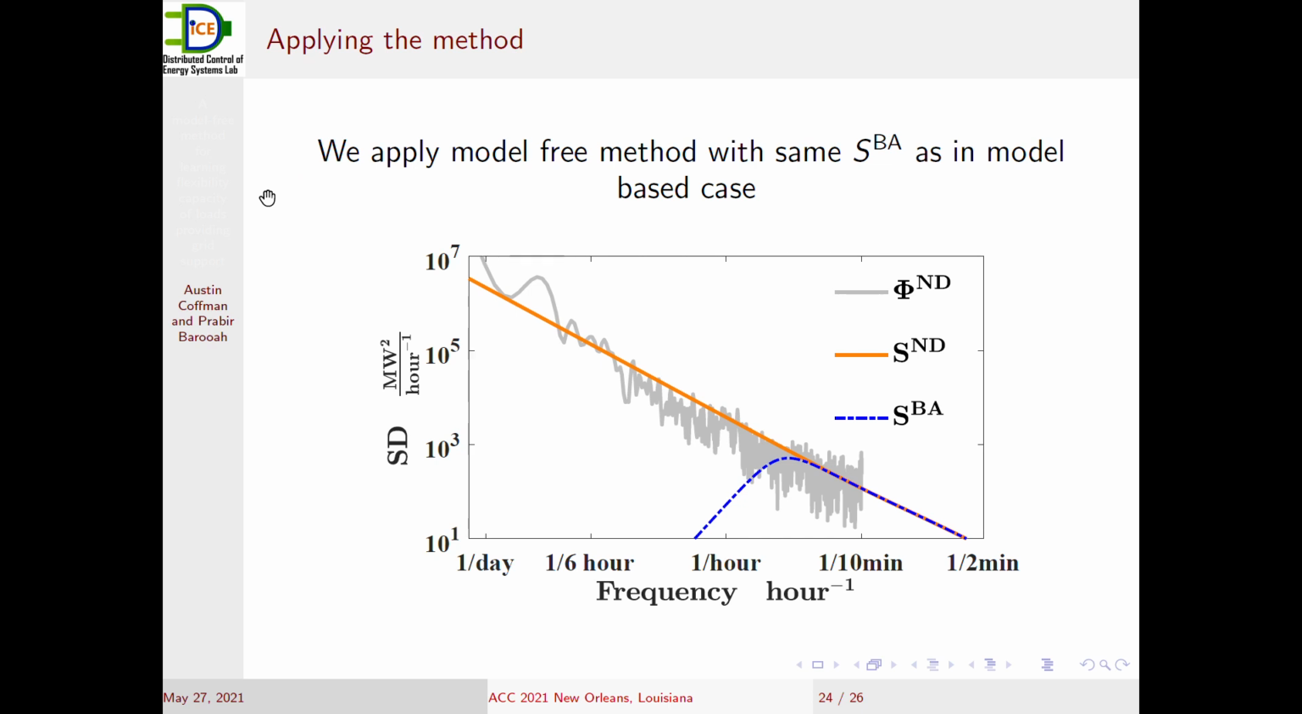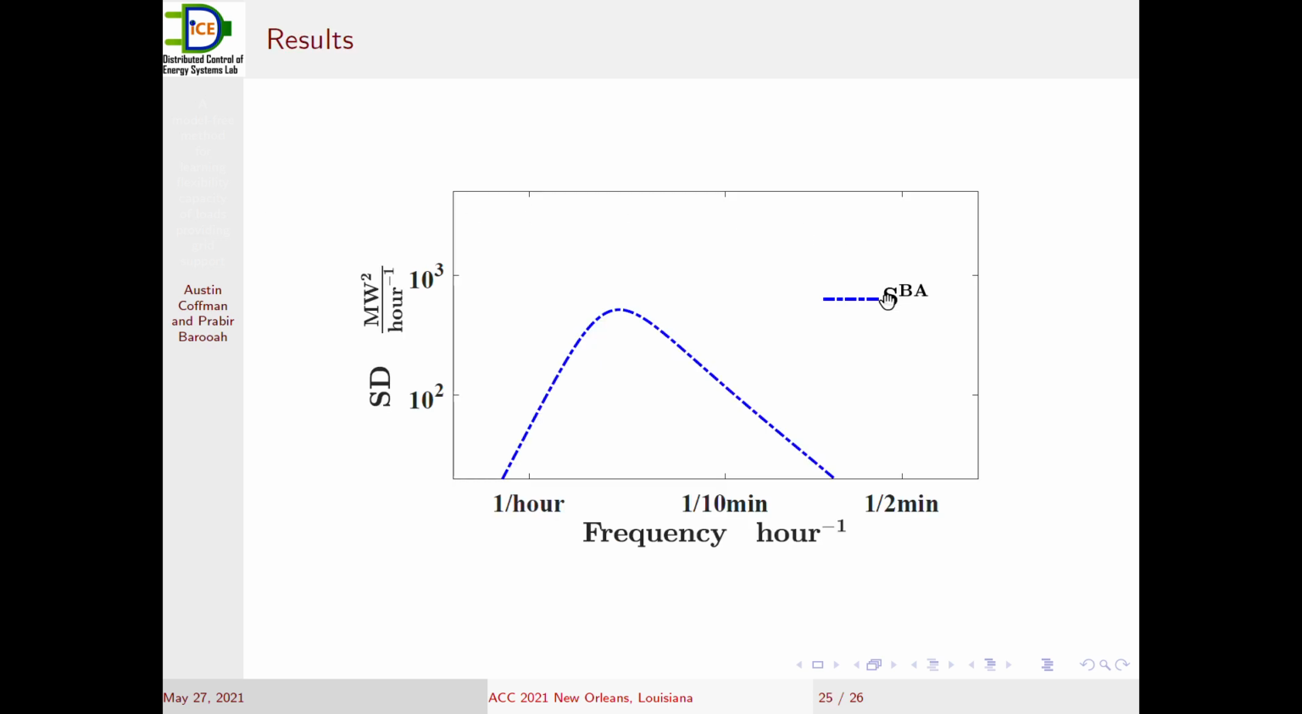So the idea is we want to apply our model-free method with the same SBA as in the model-based case and compare the results. And so here is just a zoomed-in version of the thing that the balancing authority wants, SBA. If we solve our method, the model-free case, this is what we get. And if we apply the model-based approach, we get the almost exact same thing, which is good. It shows that our model-free method is working just as well as the model-based method, but it requires less information.